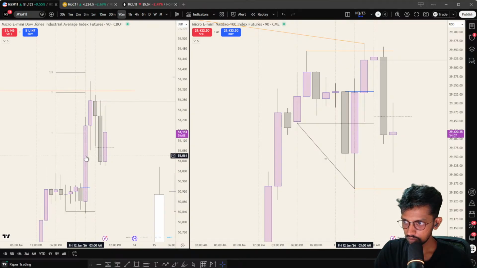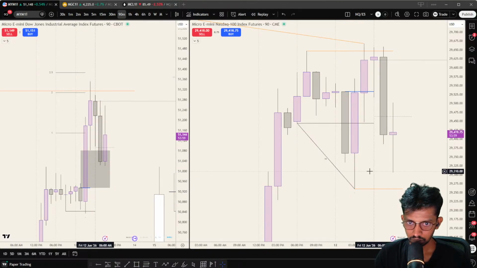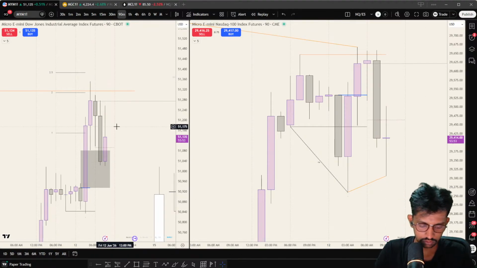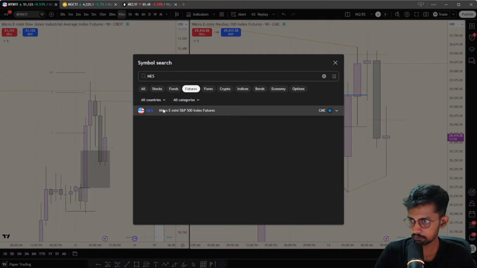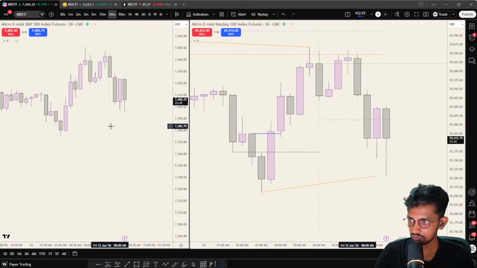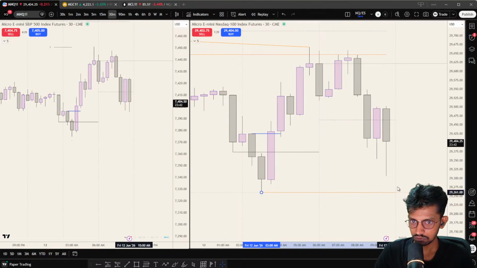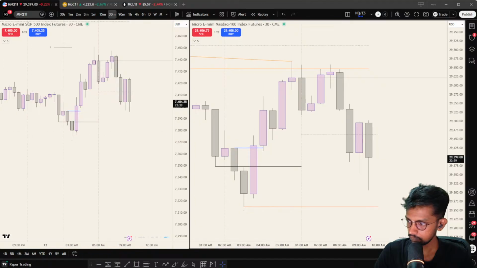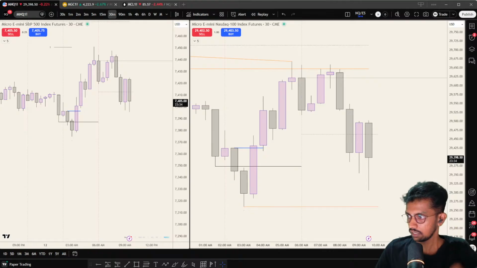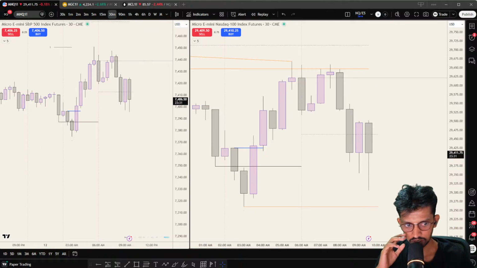In YM we are inside of this fair value gap. Can't push higher because we have this SMT with ES. Oh, not that SMT actually. We had something here. We don't have any SMT there. Yeah, I'll test it. I'm not gonna rely on this entirely now. Definitely test it.